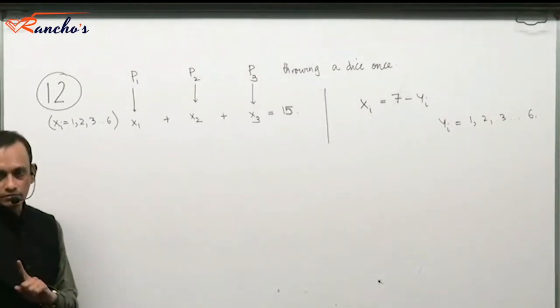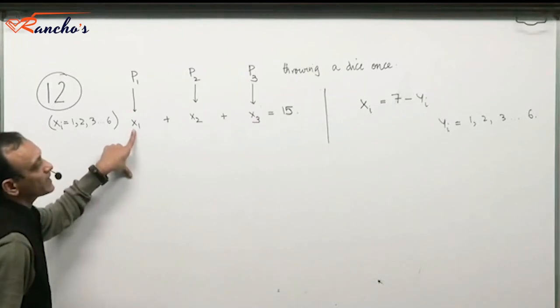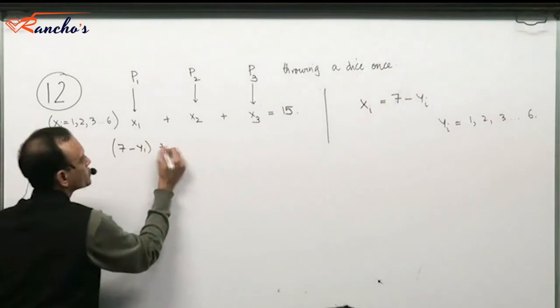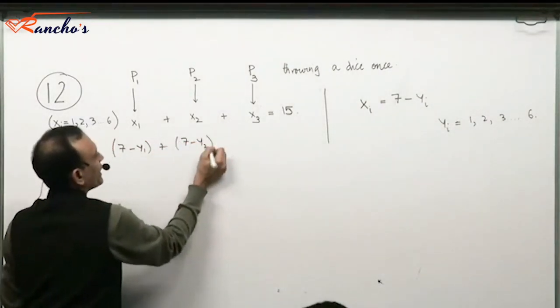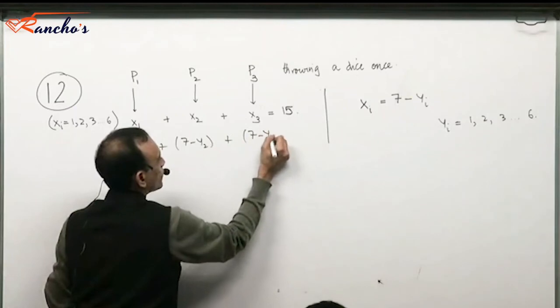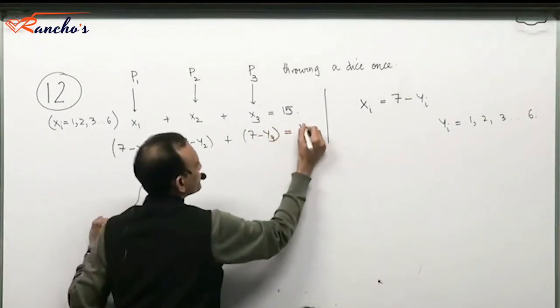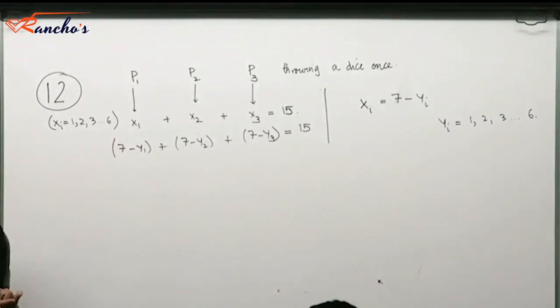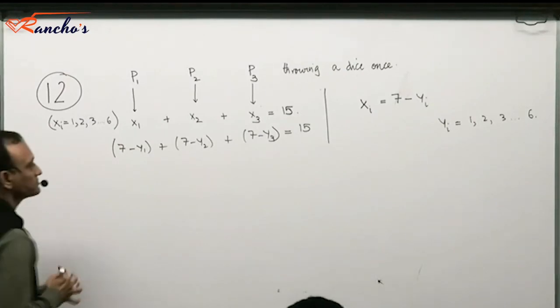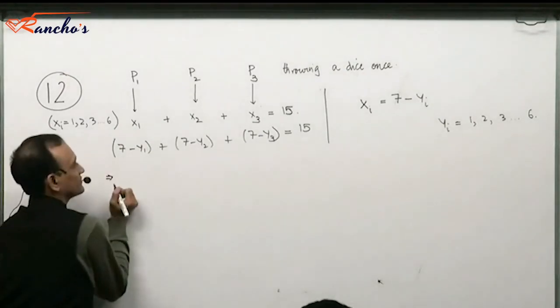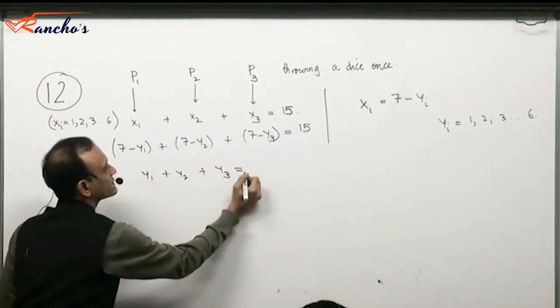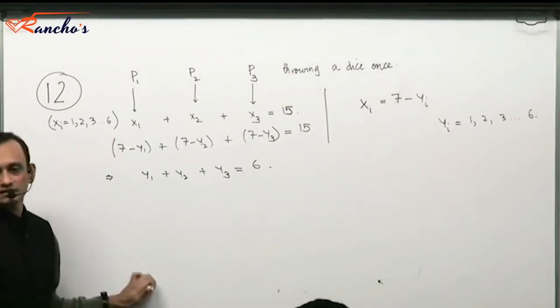What happens then? x1 is 7 minus y1, x2 is 7 minus y2, x3 is 7 minus y3. That's 15, where these yi's are natural numbers. Yes or no? So y1 plus y2 plus y3 equals 21 minus 15, that is 6.